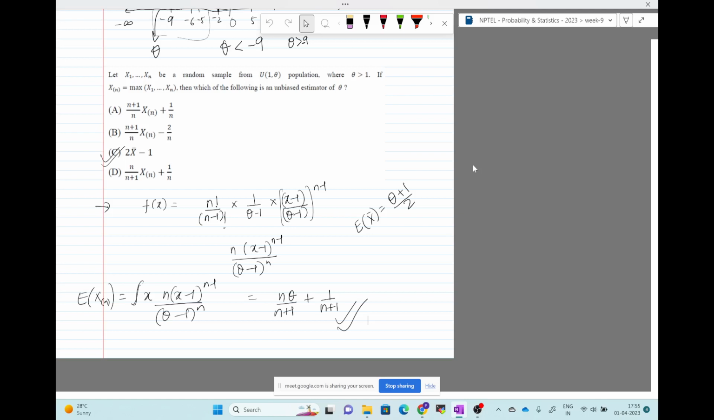What is covered in week 10 is interval estimation. Week 10 is interval estimation, UMVUE, and the Cramer-Rao Blackwell estimator.